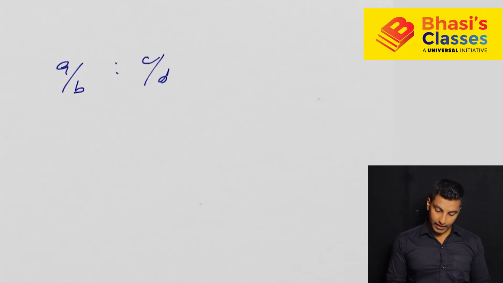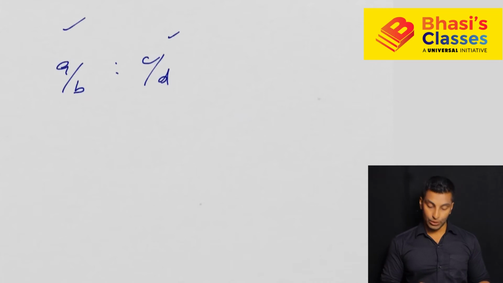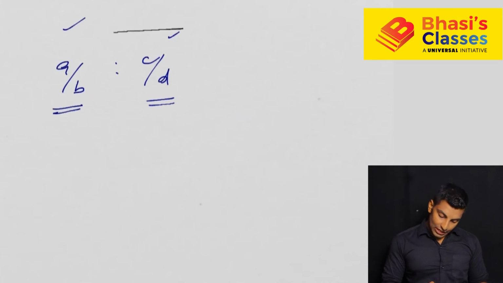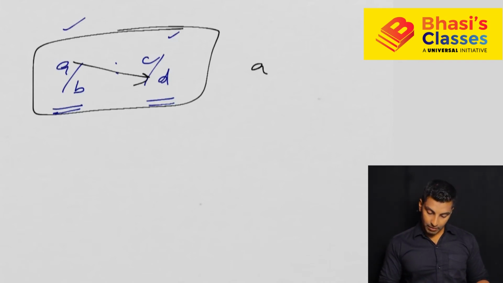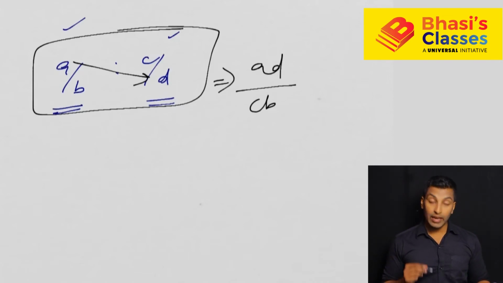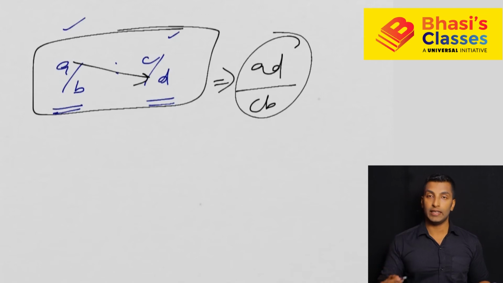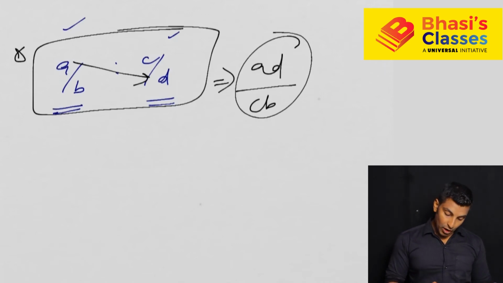Now the next property. Let's suppose you have two ratios like A by B and C by D. This is one ratio, this is another ratio. This is a fraction, this is also a fraction, right? Now the property is that the ratio of these two fractions can be expressed as an integral value or integers. How? Just multiply this, and it becomes AD and CB. So the ratio of two fractions can be expressed as two integers, in certain cases.